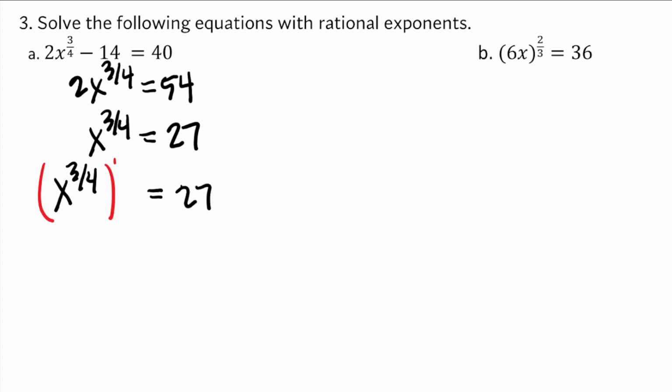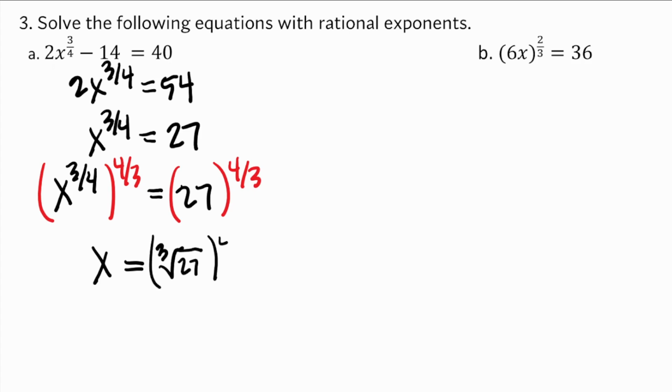So I go over here, say that to the 4/3 equals this to the 4/3. So I'll have x to the first over here, and if I'm taking the cube root of both sides, I don't need to worry about a plus or minus. So I'm going to be saying, okay, 27 to the 4/3 is the cube root of 27 taken to the 4th, so that's 3 to the 4, and that's going to be 81.